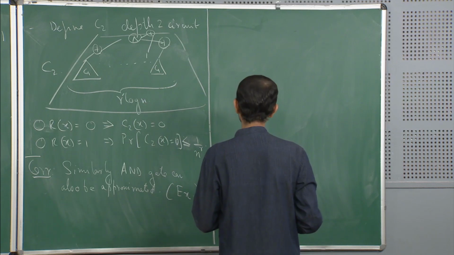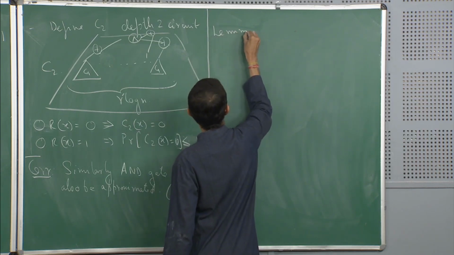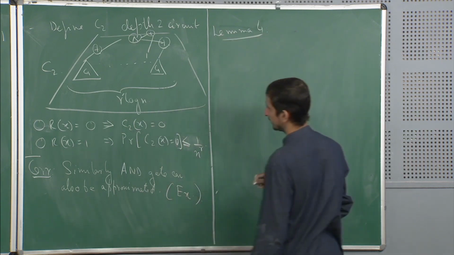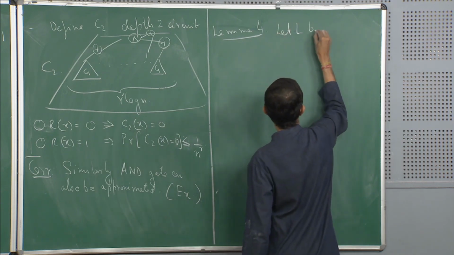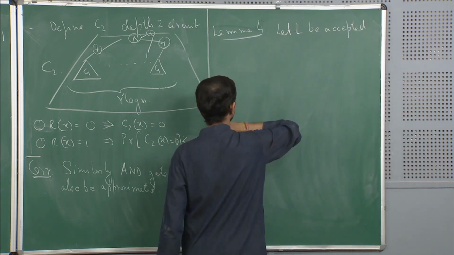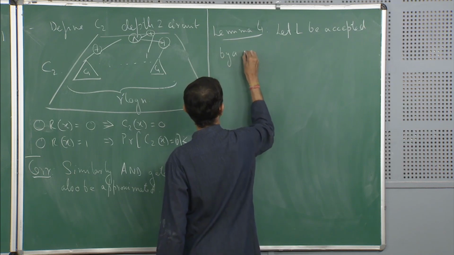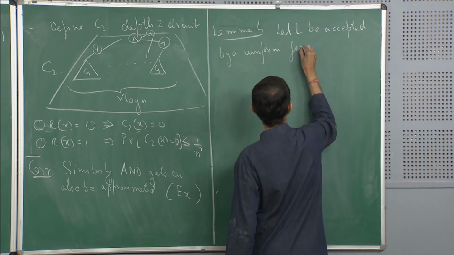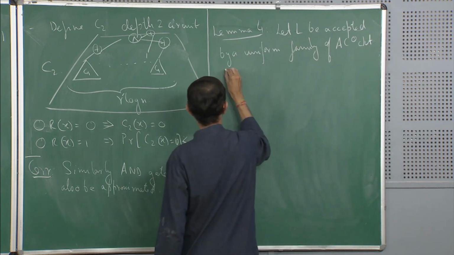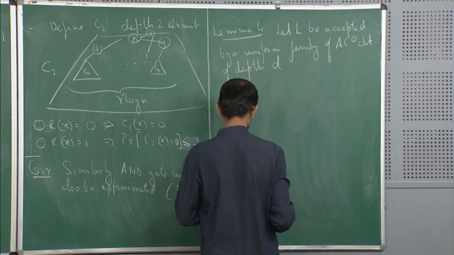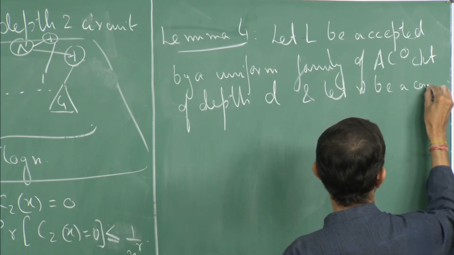Now, what do we want? For a general circuit, we have lemma 3. We call this lemma 4. Actually this is also not very difficult, it is quite easy, but let me just state this for the sake of completeness. Let L be accepted by a uniform family of AC0 circuits of depth D, and let r be a constant.